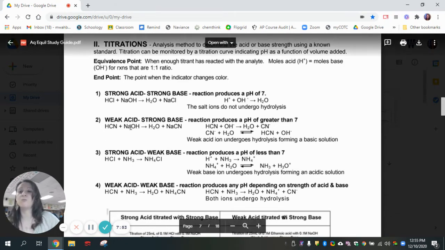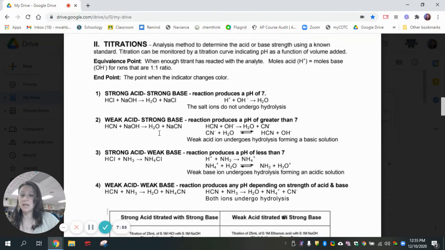Now let's look at a weak acid with a strong base. So weak acid, an example of that is HCN or HF or acetic acid or any weak acid, and we're going to react it with a strong base. So for example, NaOH. Well, when those react together, this is a molecular equation, right? So you form water and then NaCN, right? If you were to write the net ionic equation, the Na plus ions are spectators, and so you can cross those out.